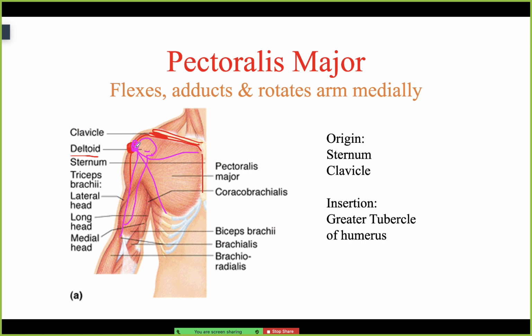And its job is to flex, to adduct, and rotate the arms medially. So if you're holding your arms out to the side, rotating them medially is bringing them from your outsides, from your left and right, bringing them in towards the middle in front of your face. That would be your pectoralis major muscle function.